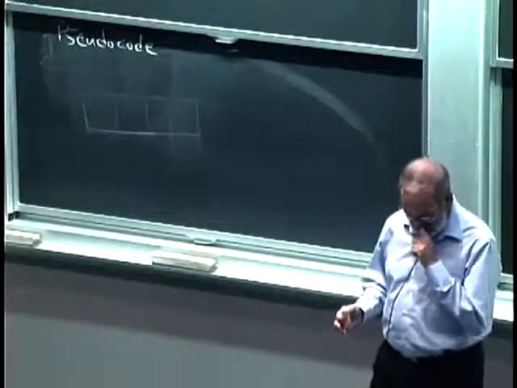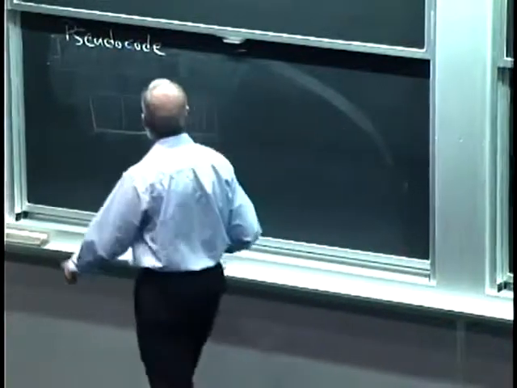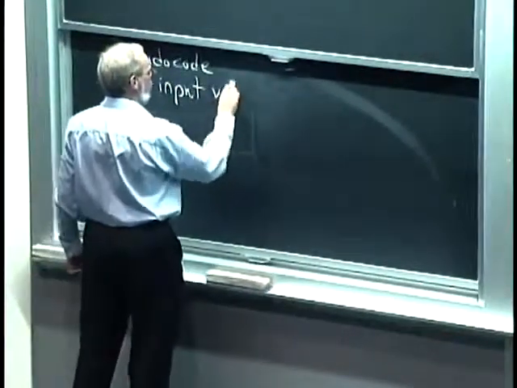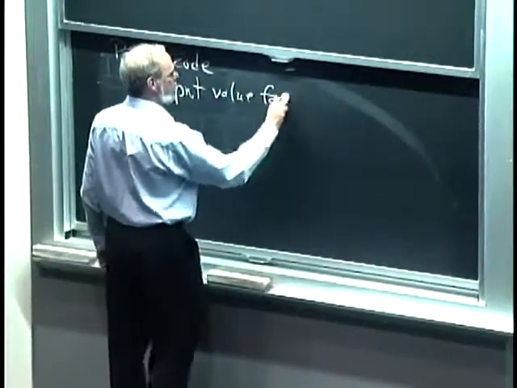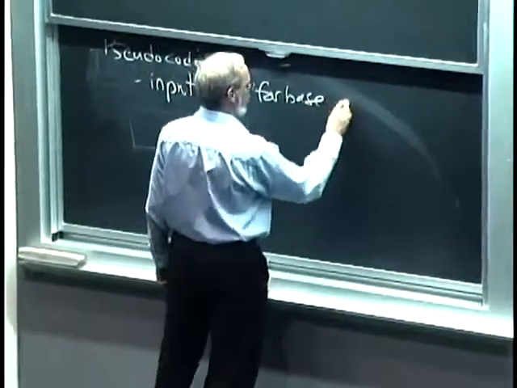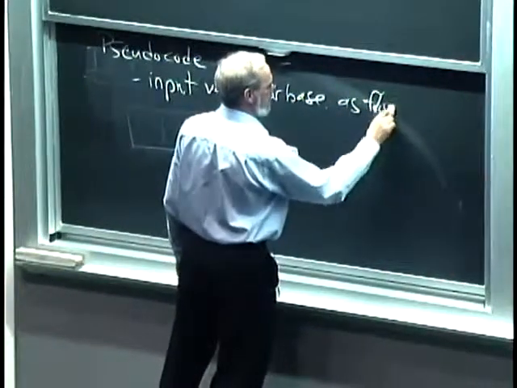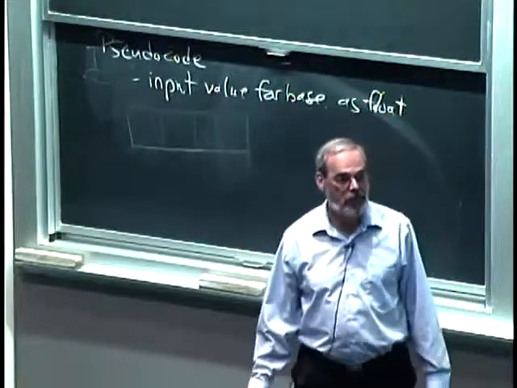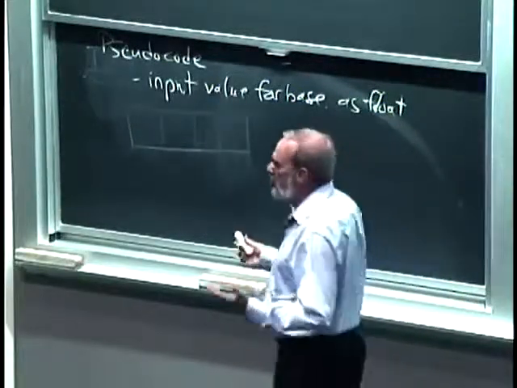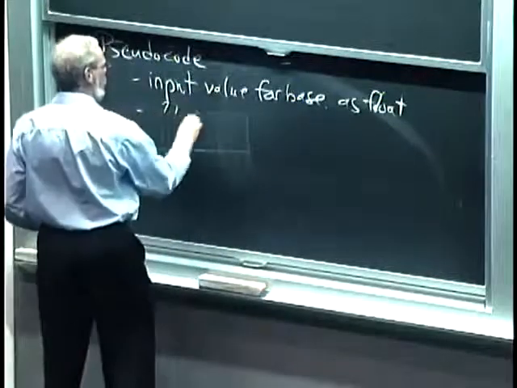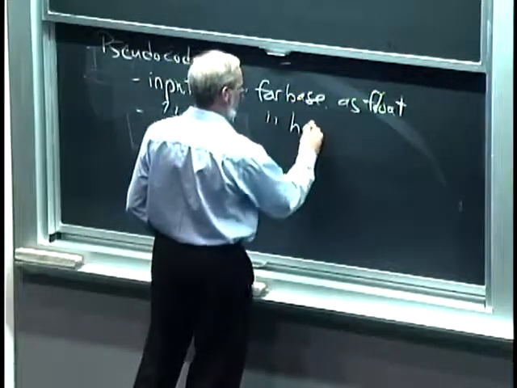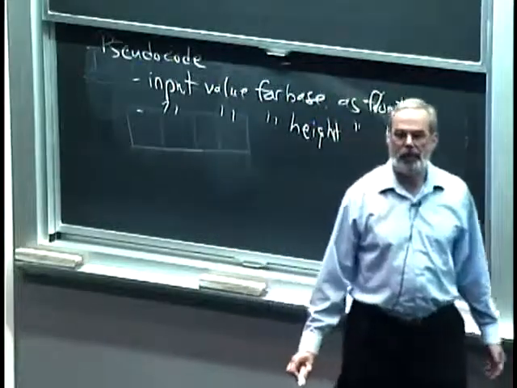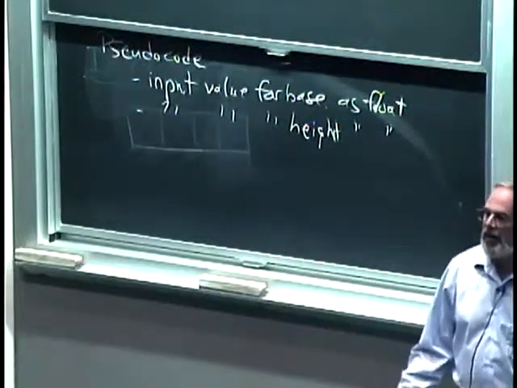So if I were to solve this problem, here's the way I would do it. I would say, first thing I want to do is input a value for the base as a float. I need to get the base in. Second thing I want to do, I need to get the height. So I'm going to input a value for the height, also as a float, a floating point. Okay, I get the two values in.